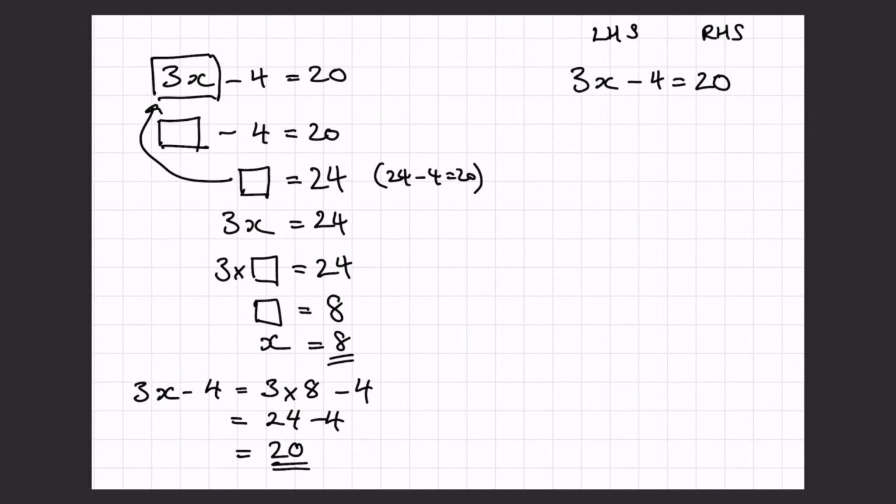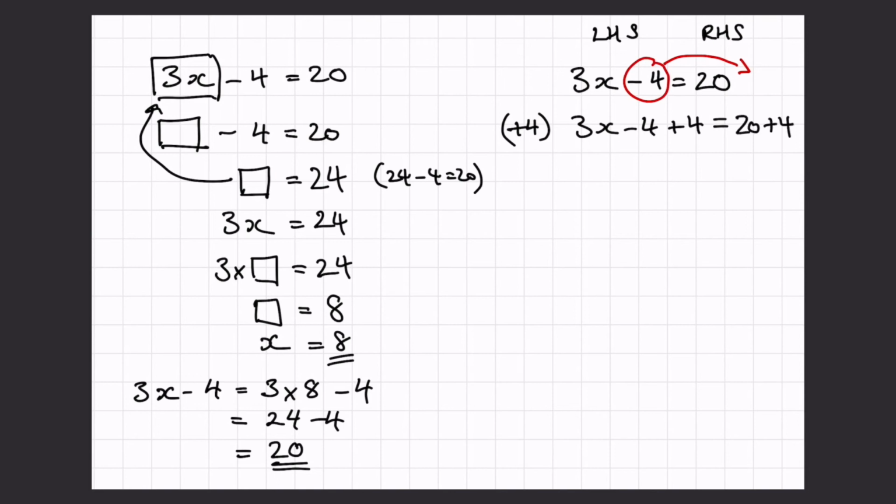We would like to get our 3x, we want to get this on its own. So we need to get rid of the minus 4. We want to get that over to the other side. To get our 4 over to the other side, we need to add 4. 3x subtract 4, add 4 is equal to 20, add 4.